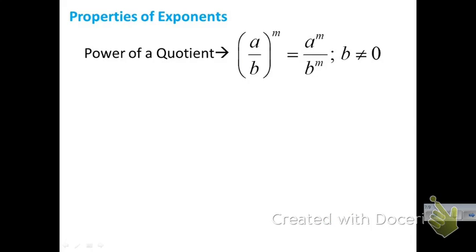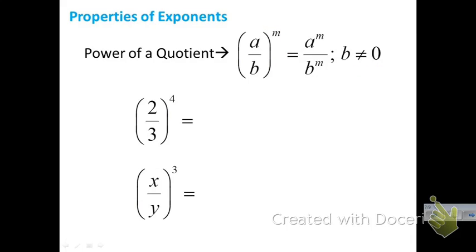Okay, on our next slide we have power of a quotient. You've seen this before, we just didn't do it with a fraction. With the fraction, you're going to take this exponent and deliver it to both top and bottom. And again, as long as b does not equal 0, because you cannot have a 0 in the denominator.